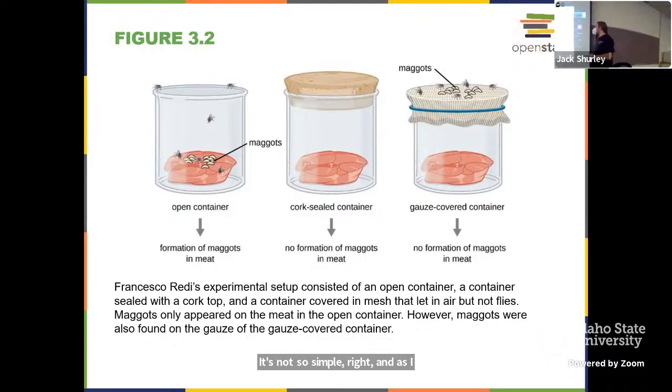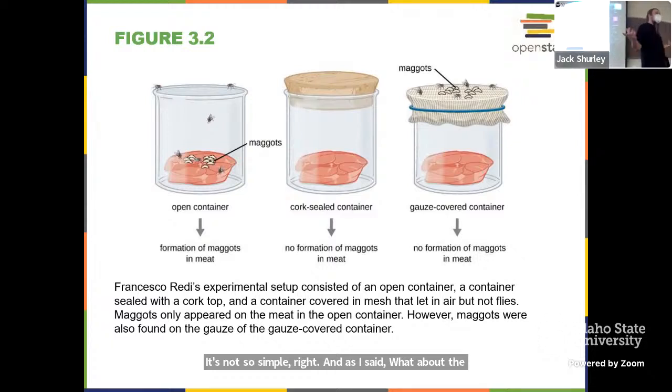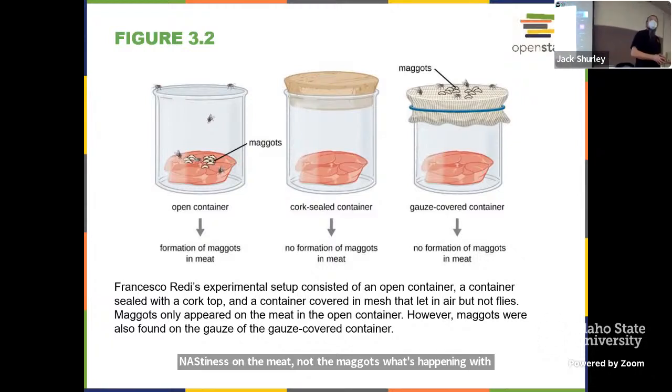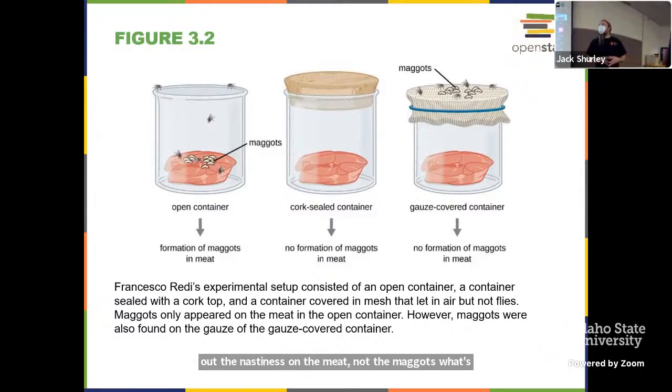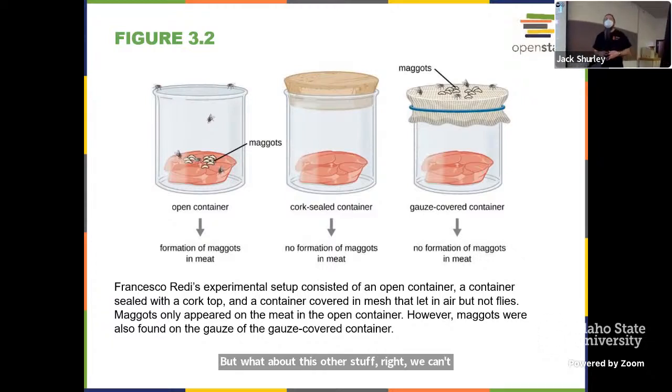And as I said, what about the nastiness on the meat? Not the maggots. What's happening with that, right? Well, maybe bigger forms of life, maybe that makes sense. But what about this other stuff, right? We can't understand that at all. And that obviously is spontaneous generation. That's how it gets all rancid and putrefied, right?